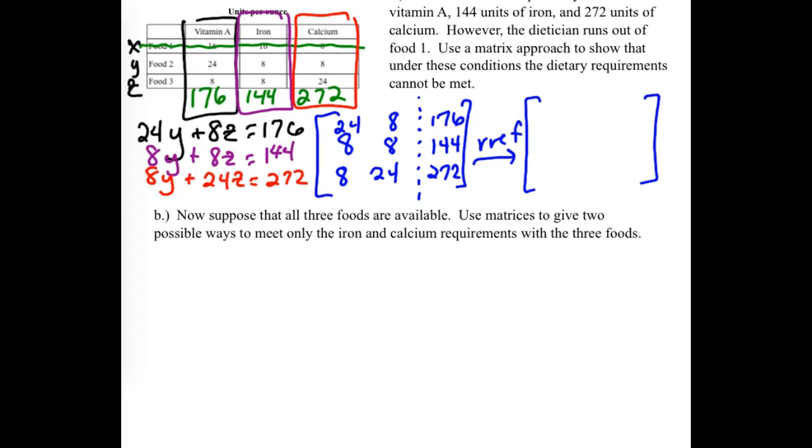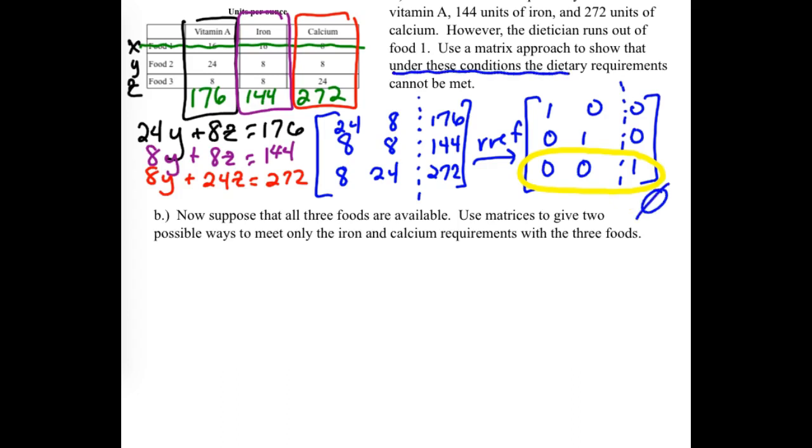All right, you should have 1, 0, 0, and for our next row we should have 0, 1, 0, and our final row 0, 0, 1. And we focus on noticing right here that we have 0 variables and it's supposed to equal a 1, and that can't happen. So we have shown that under these conditions the dietary requirements cannot be met. There's no solution to that.